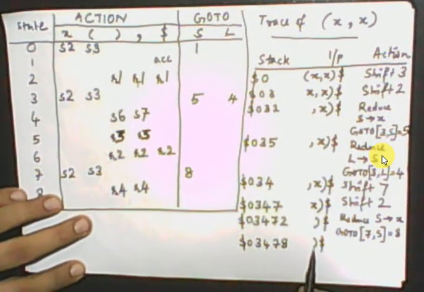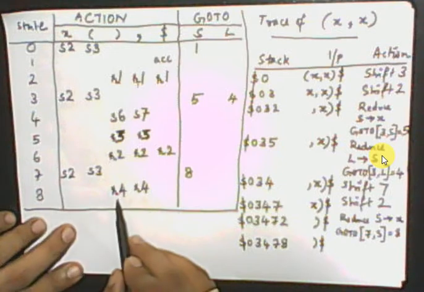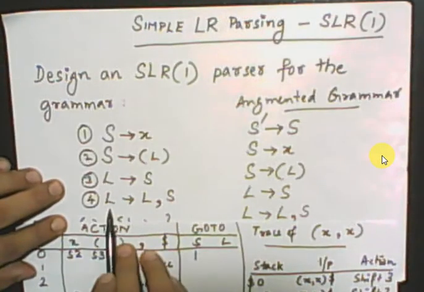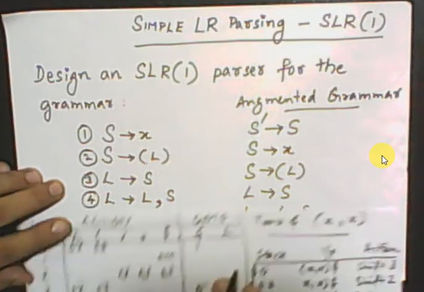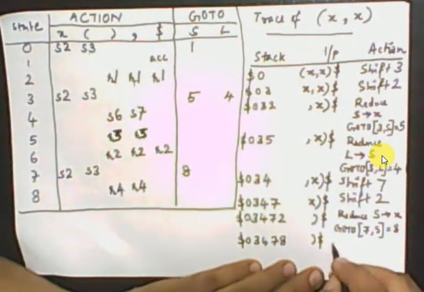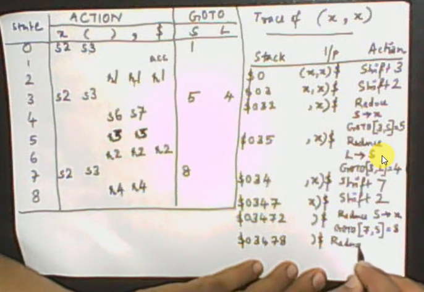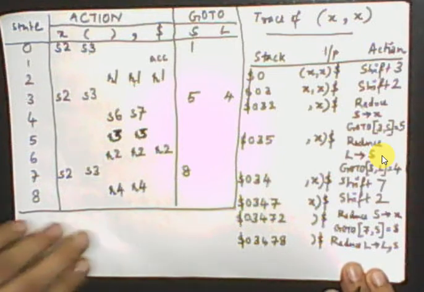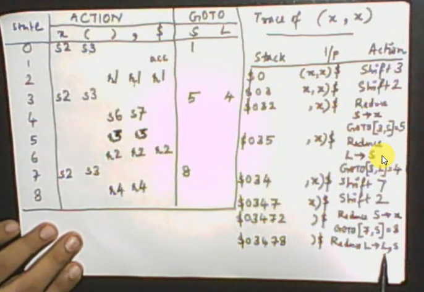Now 8 on closing parenthesis, you have reduction using the fourth production, that is L gives L comma S. So reduce, L gives L comma S. Here on the right hand side you have 3 symbols, L comma S. So 3 states have to be removed, that is popped off from here. So 8, 7 and 4 have to be popped off, so 3 will become the top.